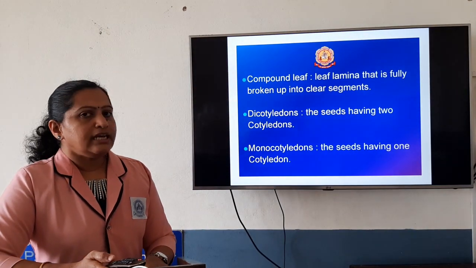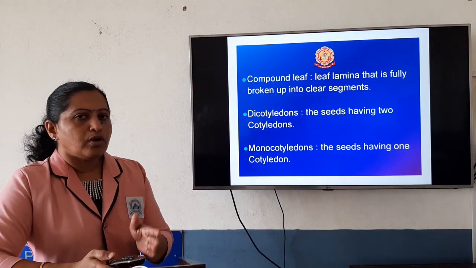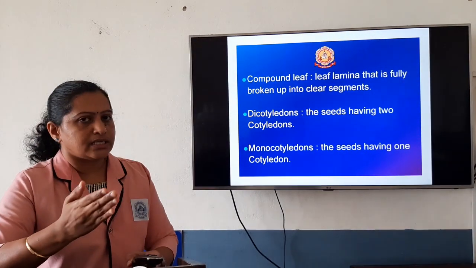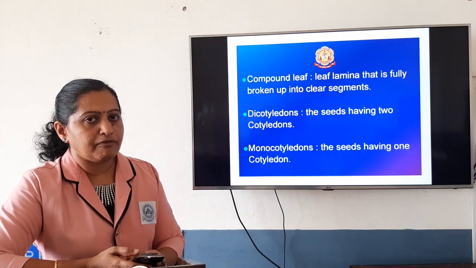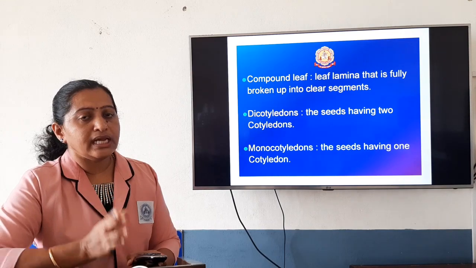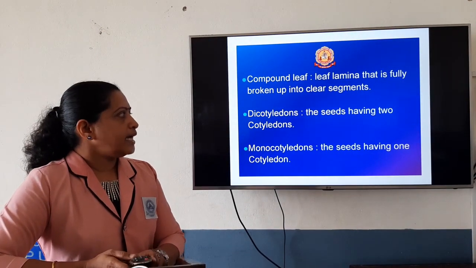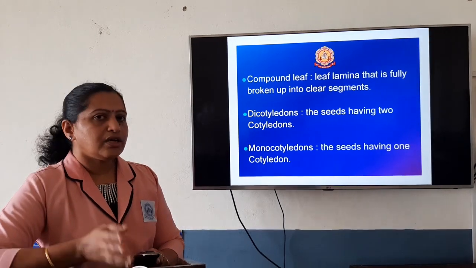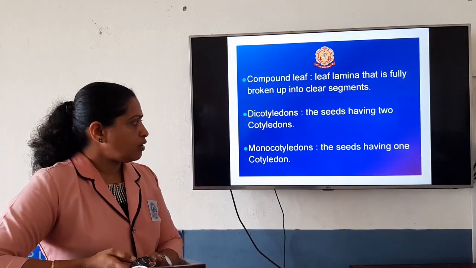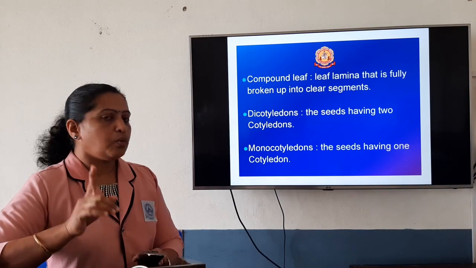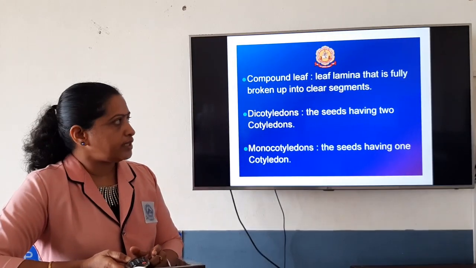Compound leaf. The leaf lamina is fully broken and forms many segments, and what do we call those segments? Leaflets. So if a leaf has many leaflets, then it is termed a compound leaf. Dicotyledons. A seed having two cotyledons is known as a dicotyledon, and a seed having only one cotyledon is known as a monocotyledon.